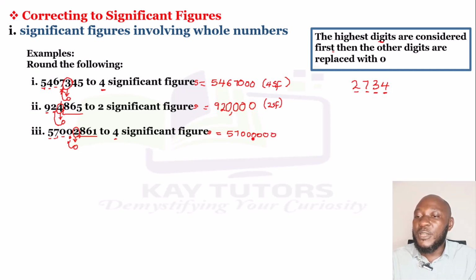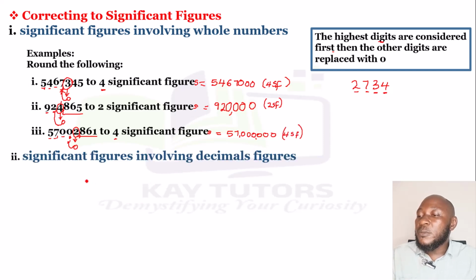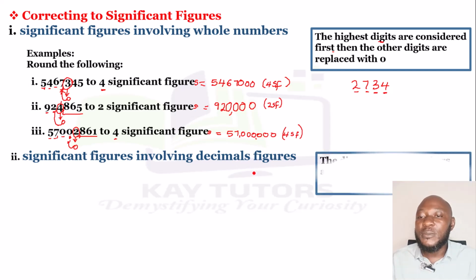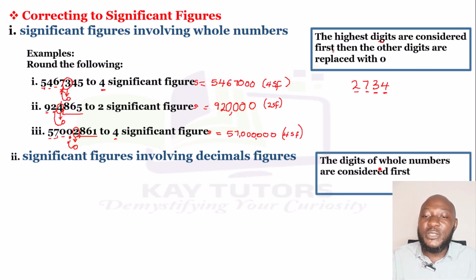So what's my answer now? My answer is simply 57 million, rounded to the nearest 4 significant figures. Let's round significant figures involving decimals. The digits of the whole numbers are considered first.